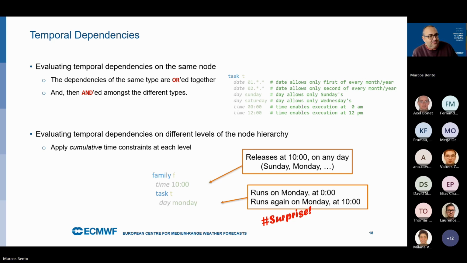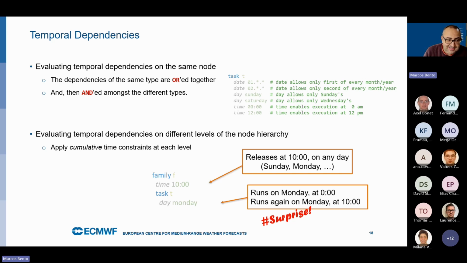This works on the same node, but does not work the same way on different nodes. And basically, there is a cumulative time constraint on each level, right? And this doesn't always work as you expect. I'm going to give you an example which caused me a bit of a surprise. If you have family F, which has a time 10, and then a task T that runs only on Mondays, and you requeue it on the Sunday.